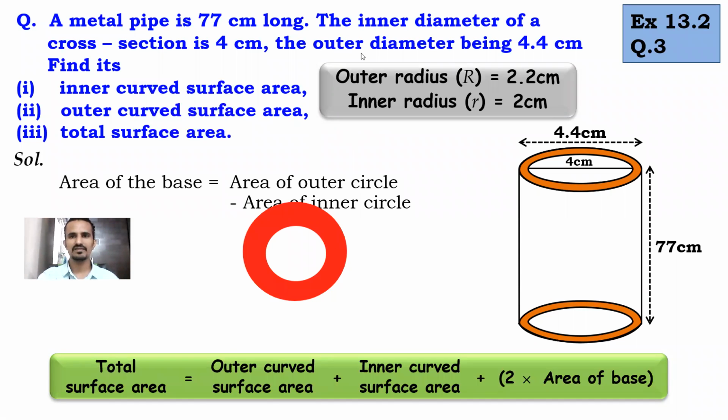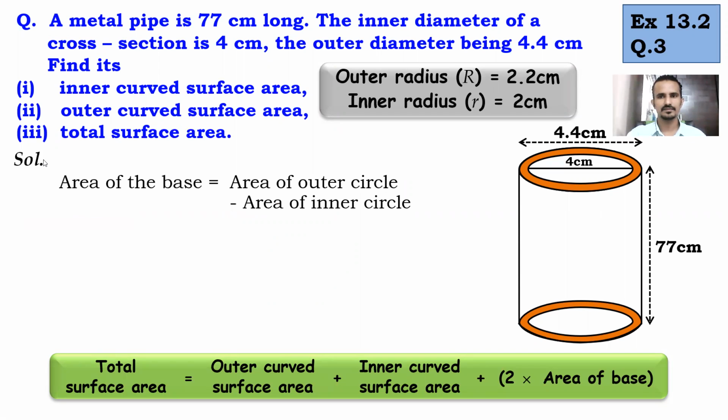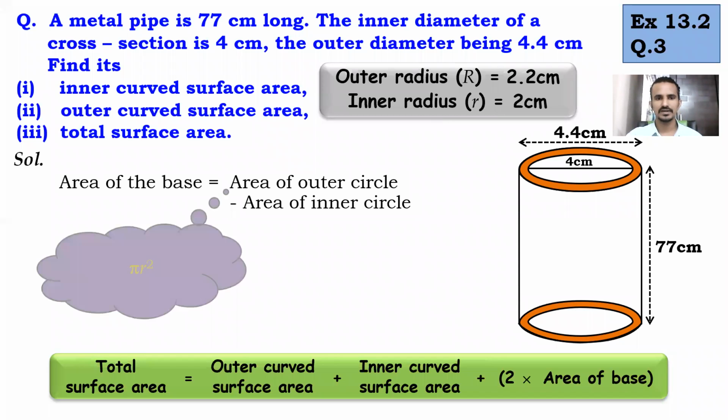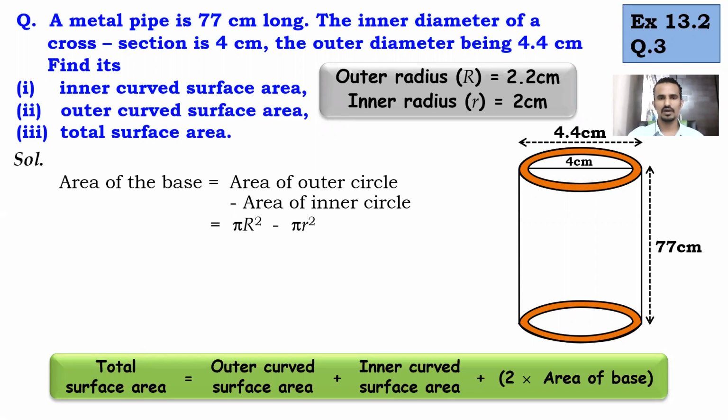Write down this formula, everyone. Area of the base is equal to area of outer circle minus area of inner circle. Now it is very easy. Let's use the formula. When we say circle, the formula is pi r square. The outer circle will have radius capital R and the inner circle will have radius small r. So write down pi capital R square minus pi small r square.